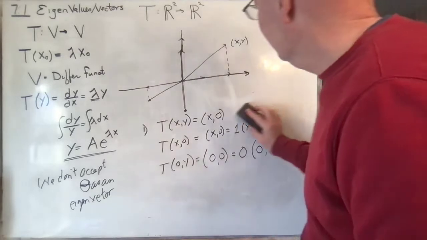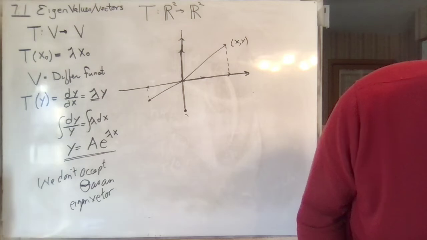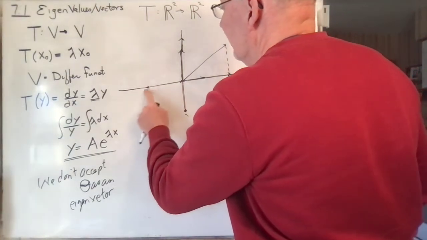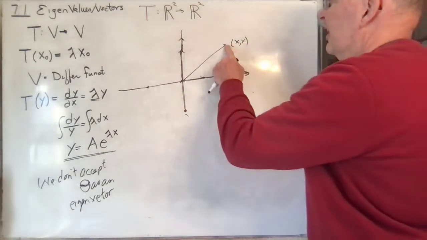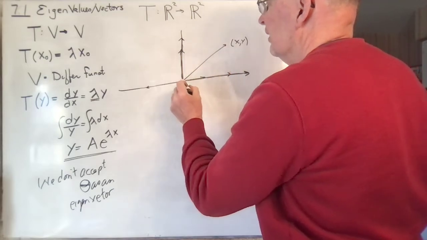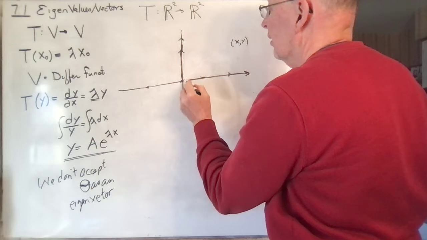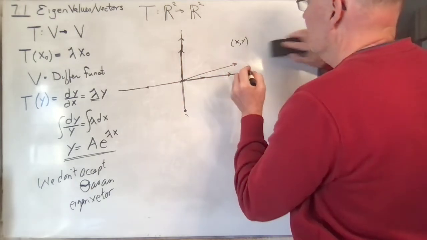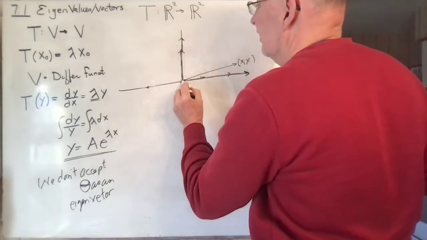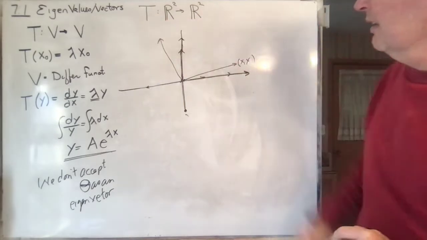What about this one? What about the one that rotates everything 90 degrees? So it takes any vector that you have here and it just rotates it 90 degrees. So this one here, let me make it look like this instead. Okay, here's your vector xy. It's going to rotate 90 degrees, so it's going to look like this. See that? It just rotates everything 90 degrees.